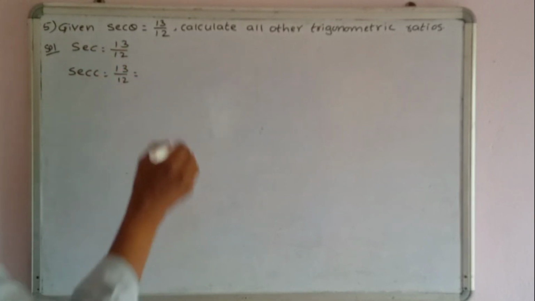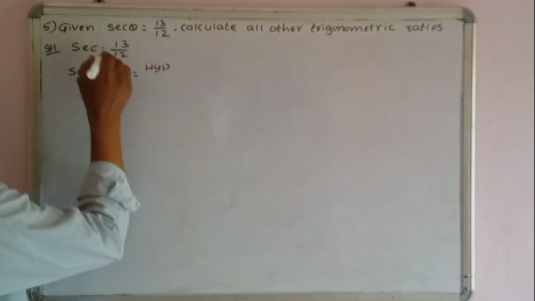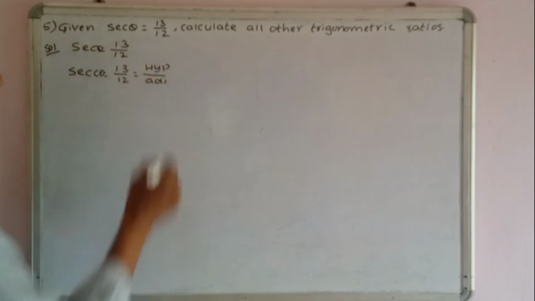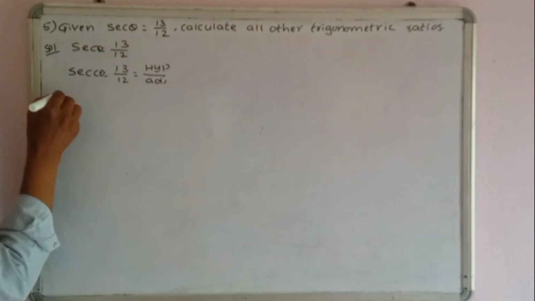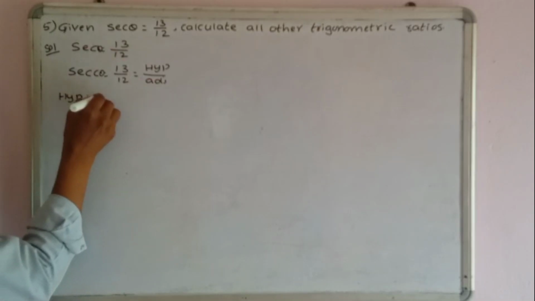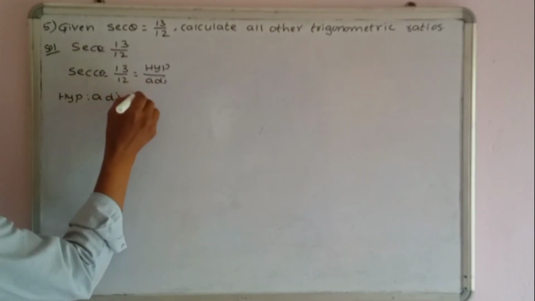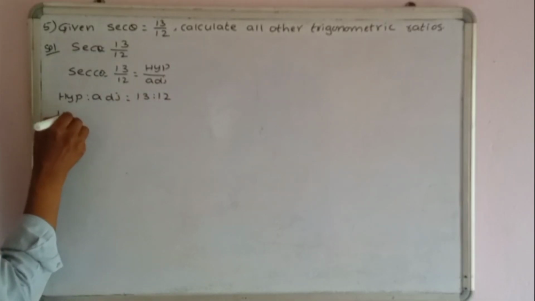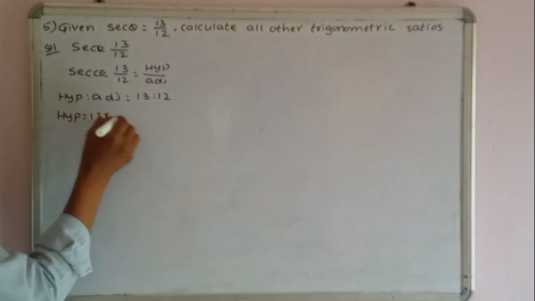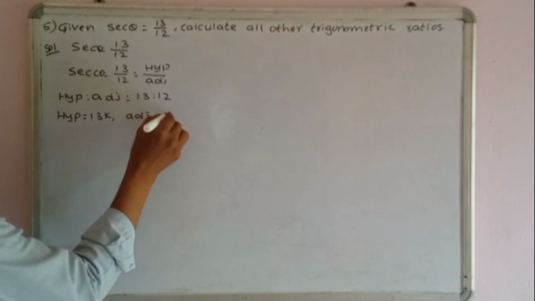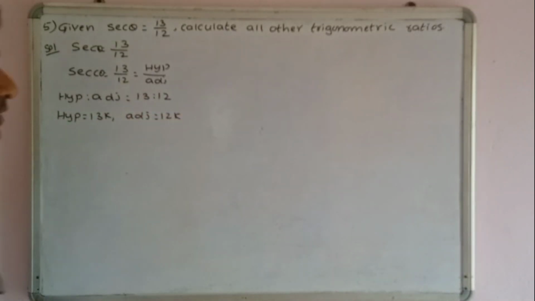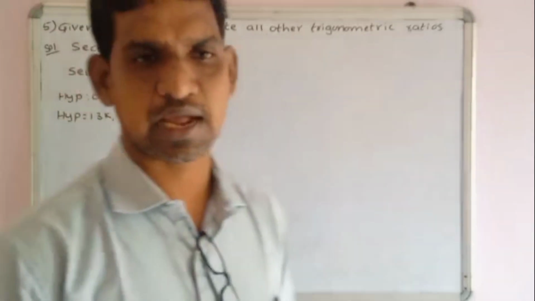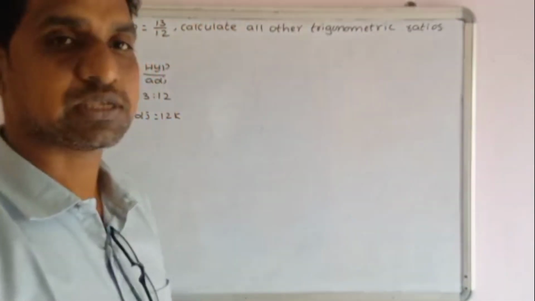So secant means what? Hypotenuse by side adjacent to theta. So hypotenuse is to adjacent, 13 is to 12. Therefore hypotenuse equals 13k, adjacent equals 12k, where k is a constant. Now we will find all trigonometric ratios, that means sine, cos, tan. Already secant is there, cosecant, cot.